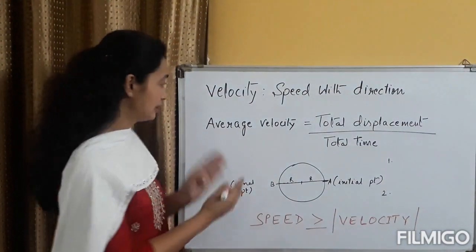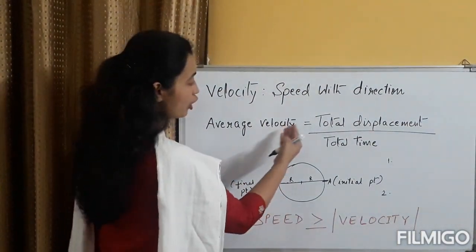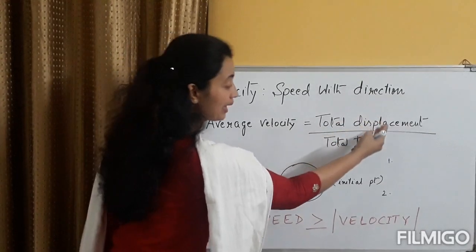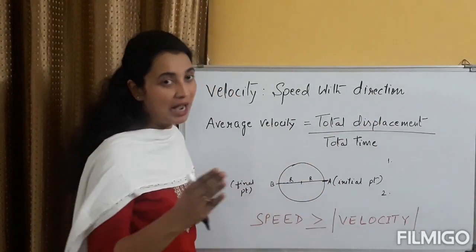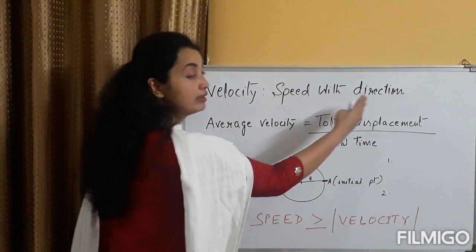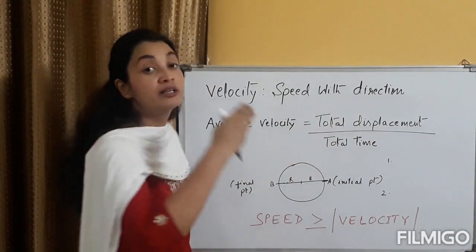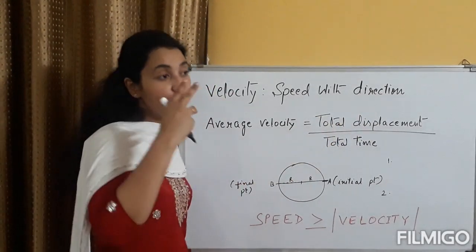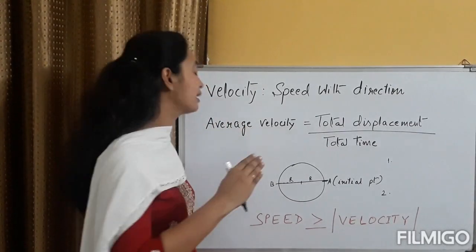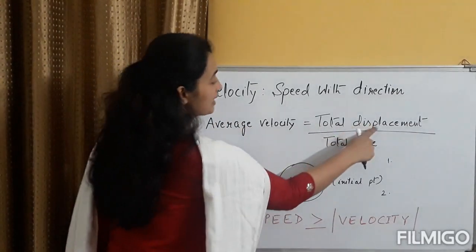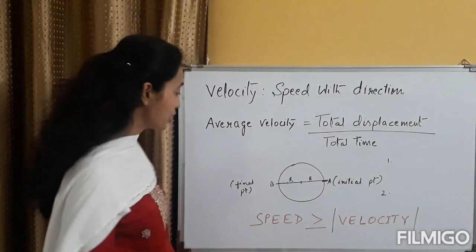Average velocity, the third category. We have already seen it is total displacement upon total time. Average speed was total distance. Here you have to consider total displacement, which means the difference between final position and initial position. Total displacement upon total time will give us average velocity.